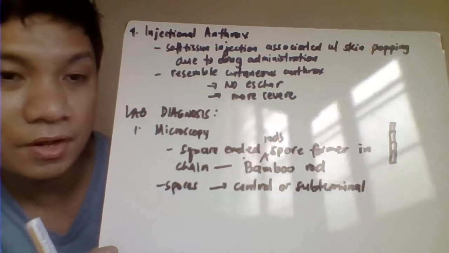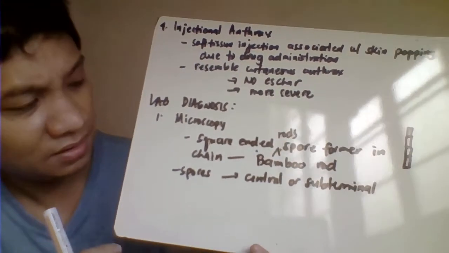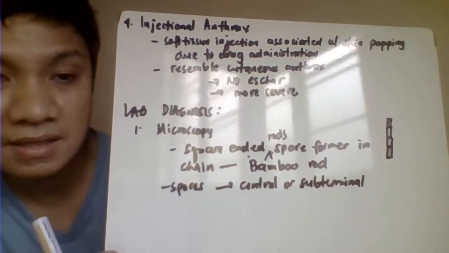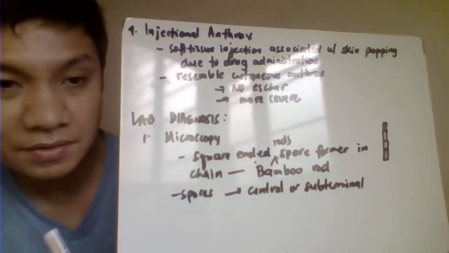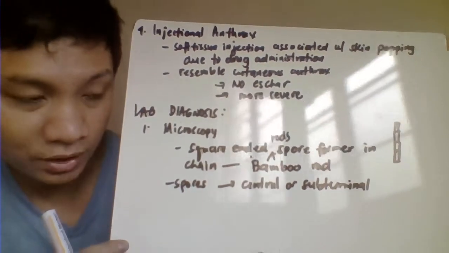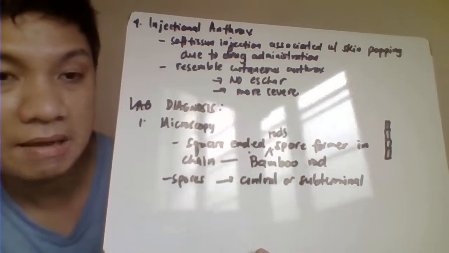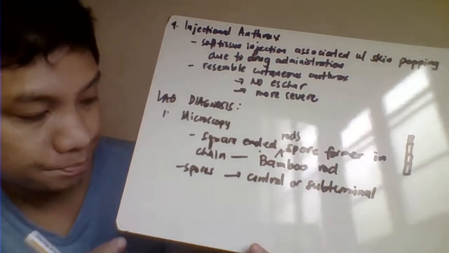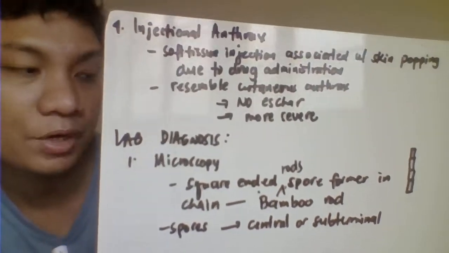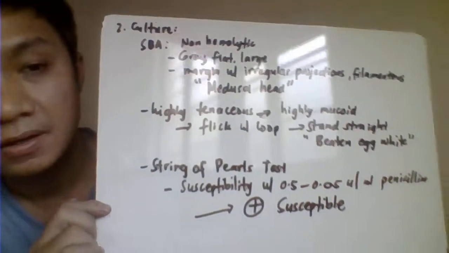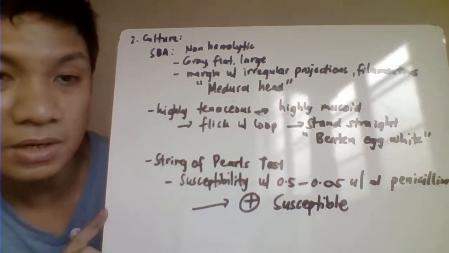So for the gram stain result, it appears as square-ended rods or square-ended bacilli, appearing in chains, that would have the characteristic bamboo pole appearance or bamboo rod appearance. The spores usually can be found in the central area or even subterminal. Okay, we have the colony characteristics. In the SBA, this one appears to be non-hemolytic.